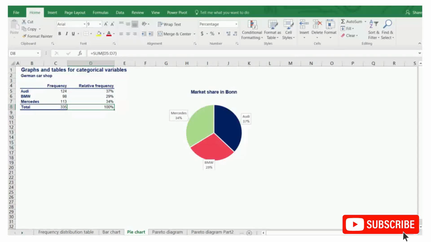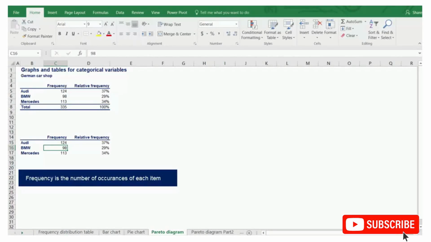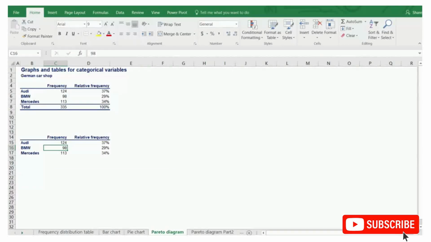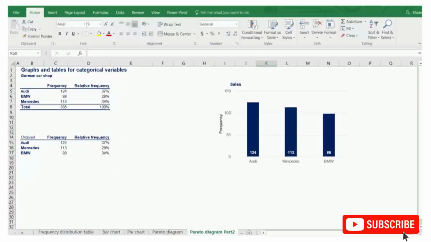Lastly, we have the Pareto diagram. In fact, a Pareto diagram is nothing more than a special type of bar chart where categories are shown in descending orders of frequency. By frequency, statisticians mean the number of occurrences of each item. As we said earlier, in our example, that's exactly the number of units sold. Let's go back to our frequency distribution table and order the brands by frequency. Now, we can create the bar chart based on our reordered table and voila! We almost have a Pareto diagram.